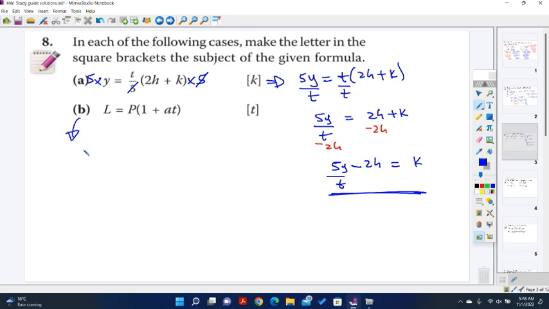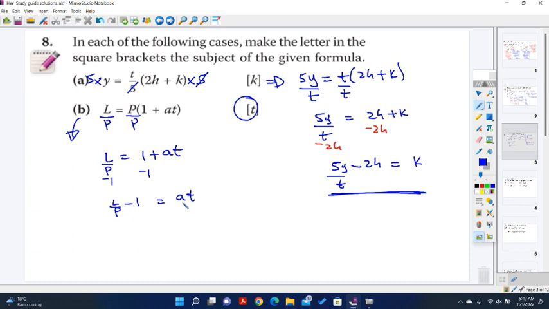In this one, I want to make t the subject. So this t needs to be isolated. Step 1, I get rid of this p by dividing both sides. I have L out of p equals 1 plus at. Second step, get rid of the 1. So I'll have L out of p minus 1 equals at.